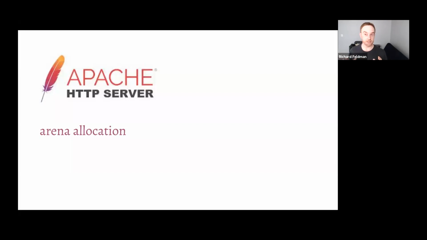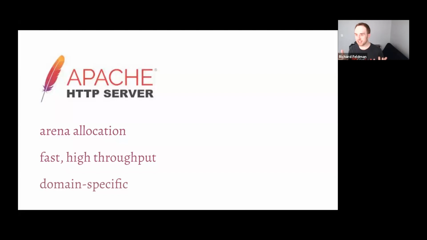Now, arena allocation on paper sounds unbelievable. Here are some of its characteristics. It's really, really fast. It's really, really high throughput. There are no garbage collection pauses. So like automatic reference counting, it's no GC pauses ever. Also, it's super, super fast, even faster than tracing garbage collectors. And it's super high throughput, even higher throughput than tracing garbage collectors. Like, wow, what's the downside? Well, the downside is that it's domain specific.